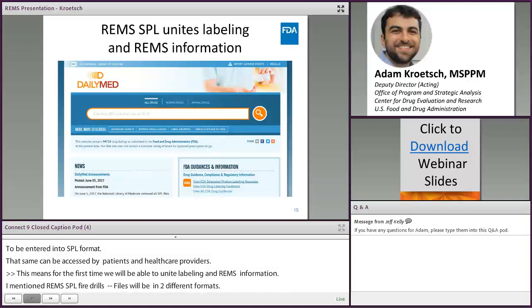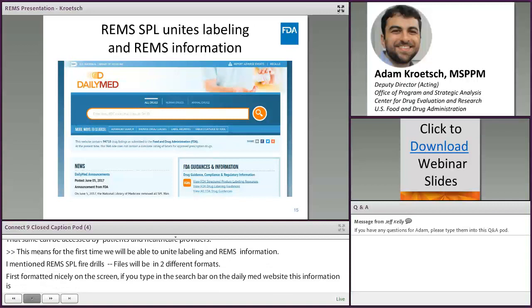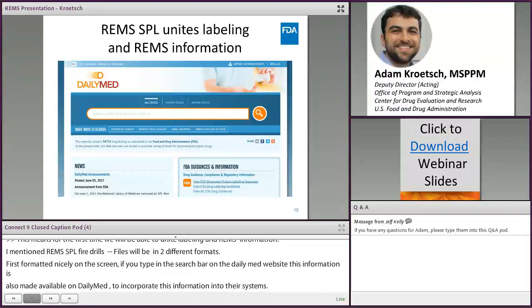these are the files that are actually used by health IT developers and drug databases to incorporate the SPL information into their systems. So right now, you can look at labeling information using both of those formats, but right now REMS information in DailyMed will only be available as those downloadable files. So it's really the primary audience of the DailyMed site is for those health IT systems and those drug database vendors to be able to pull down that data.